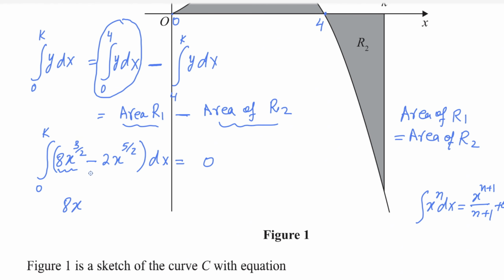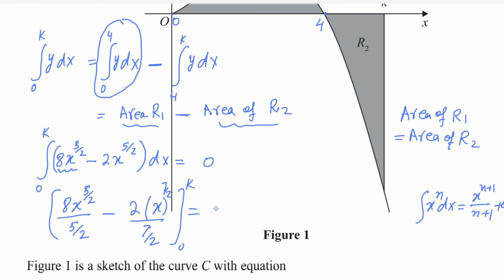3 over 2 plus 1 will be 5 over 2, divided by 5 over 2, minus 2 into x to the power, we increase the power by 1, 5 over 2 plus 1 will be 7 over 2 and divide by 7 over 2. And here you apply the limit from 0 to k is equal to 0. Hopefully you understand up to this point.